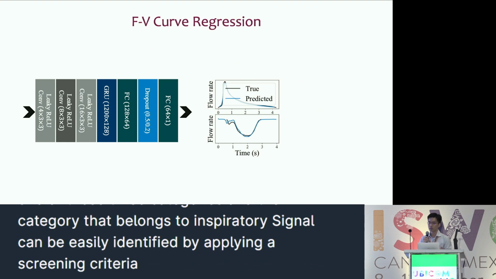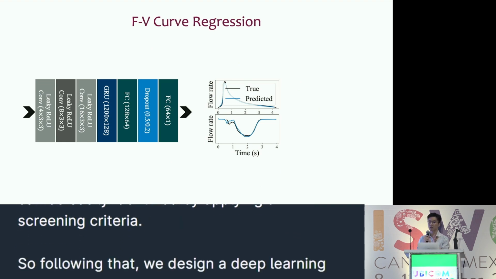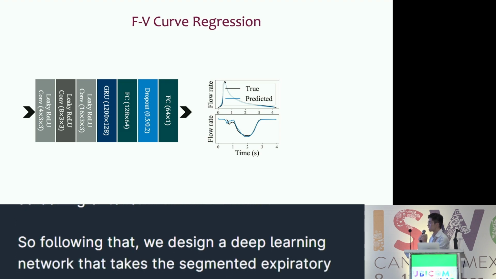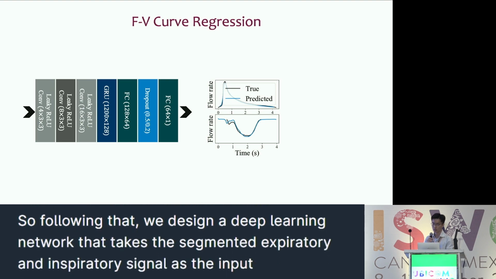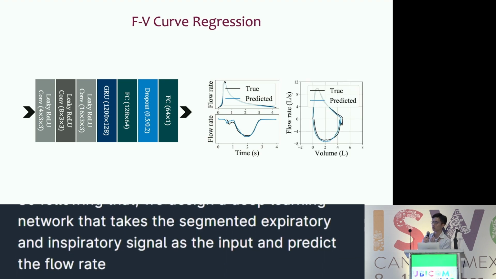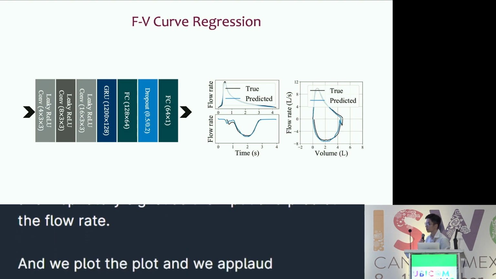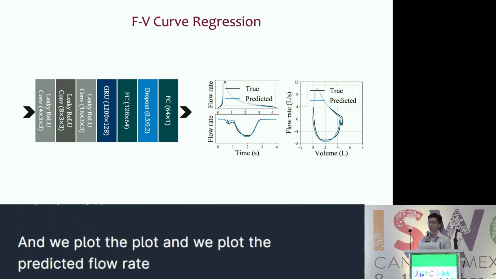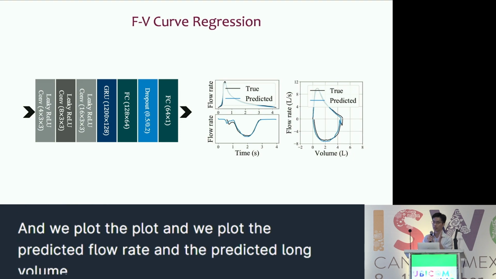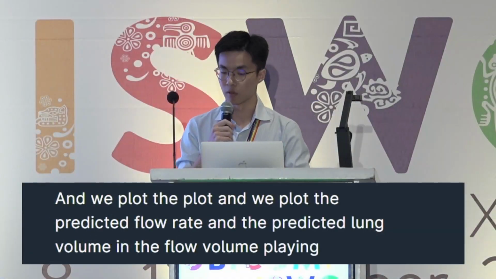So following that, we designed a deep learning network that takes the segmented expiratory and inspiratory signal as the input and predicts the flow rate. And we plot the predicted flow rate and the predicted lung volume in the flow volume plane to give the final flow volume curve prediction.